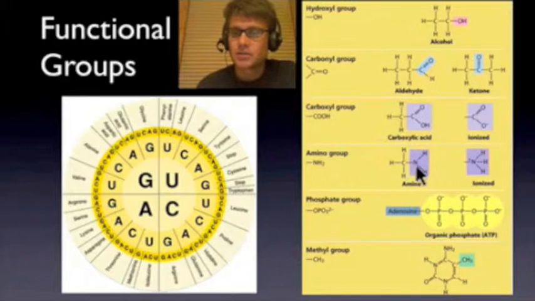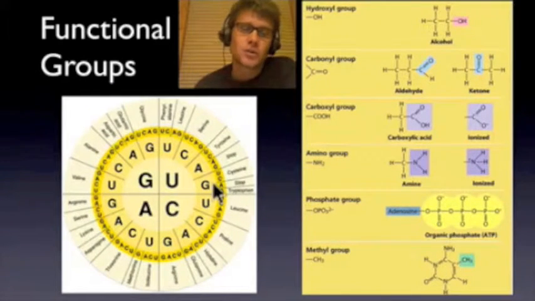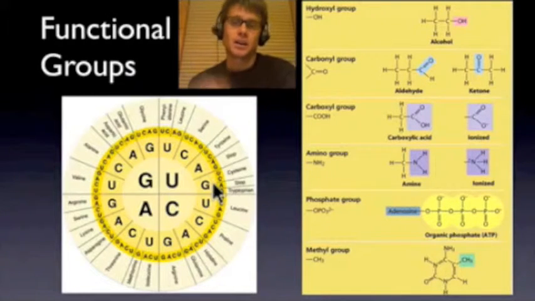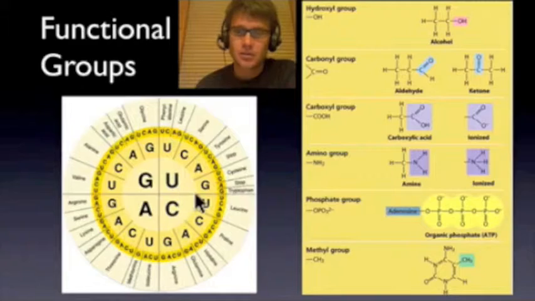An amino group is a nitrogen attached on the outside. Amino groups are really important because they form amino acids, which make proteins, which again make us. This is kind of some of those amino acids.